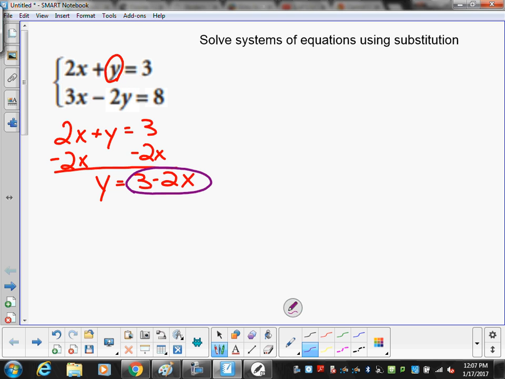So what I'm going to do is in the equation I didn't solve for, so the second one, I'm going to replace that y with that 3 minus 2x. So I'm going to rewrite that second equation, that 3x minus 2y equals 8. But where it says minus 2 times y, I'm going to say minus 2 times 3 minus 2x. So I'm going to rewrite this equation, 3x minus 2, but we're going to substitute for y, we're going to substitute 3 minus 2x equals 8.